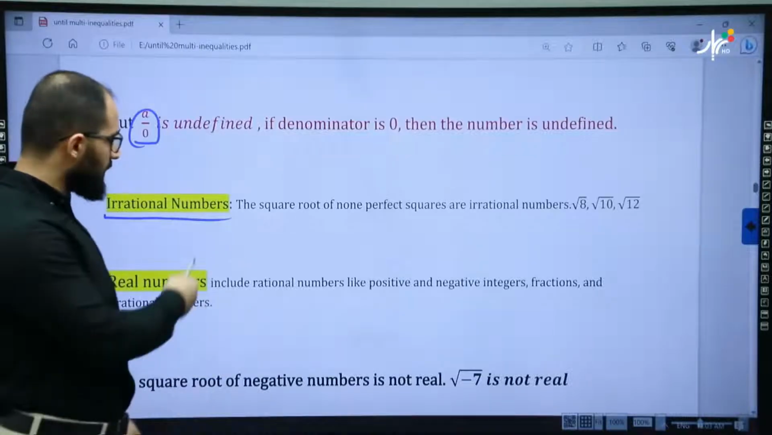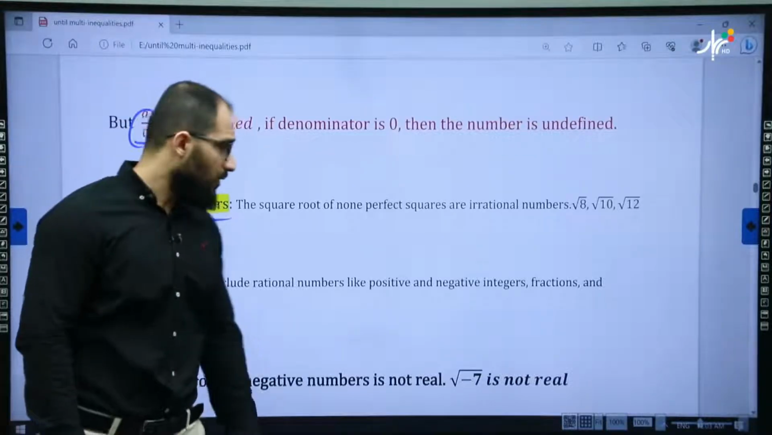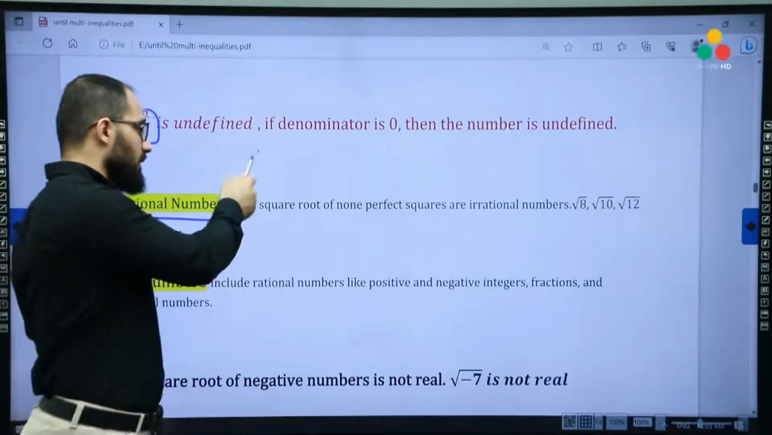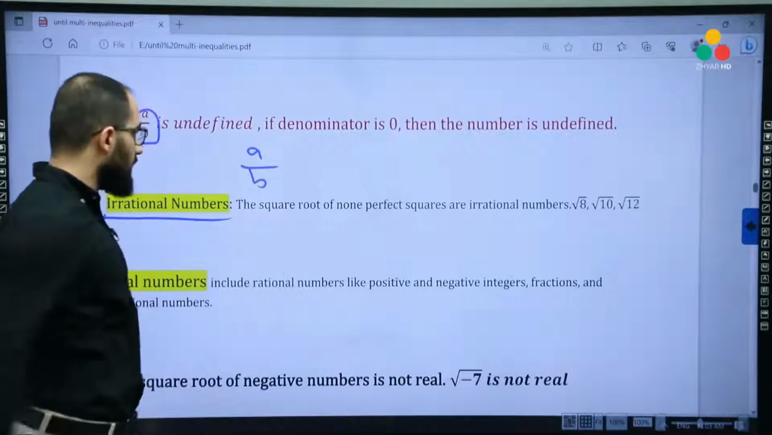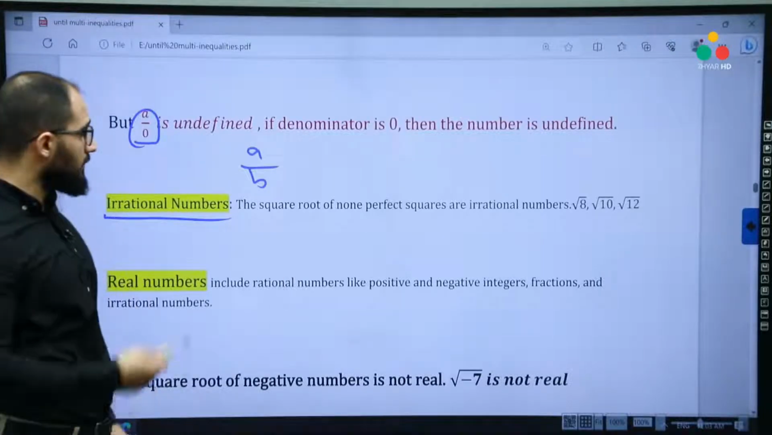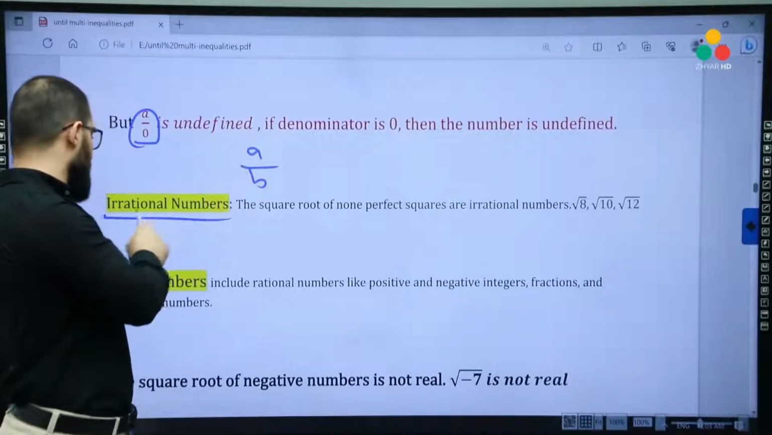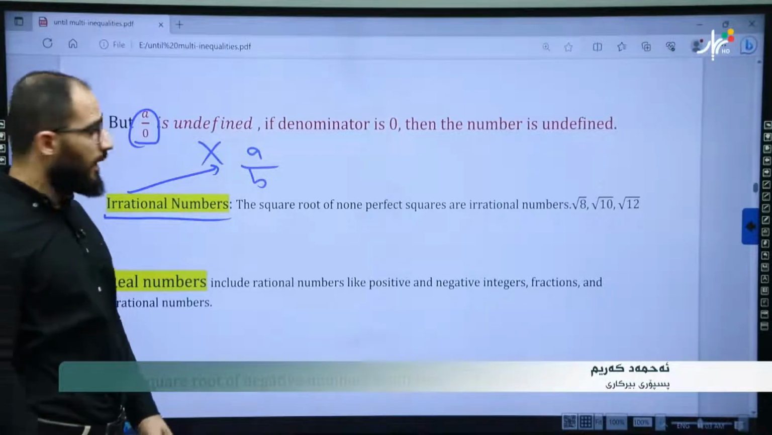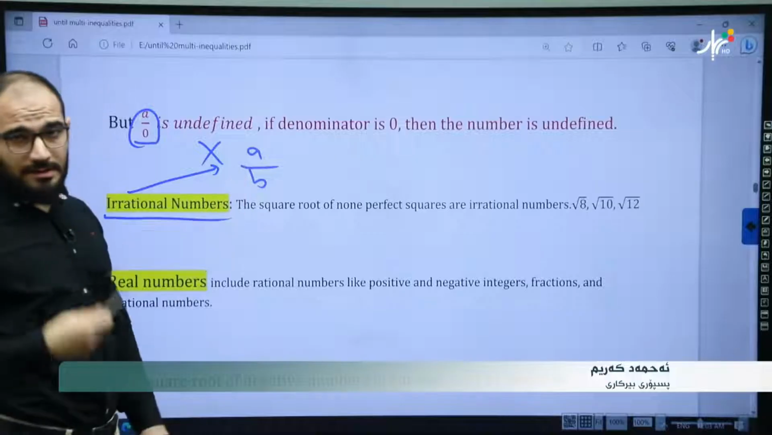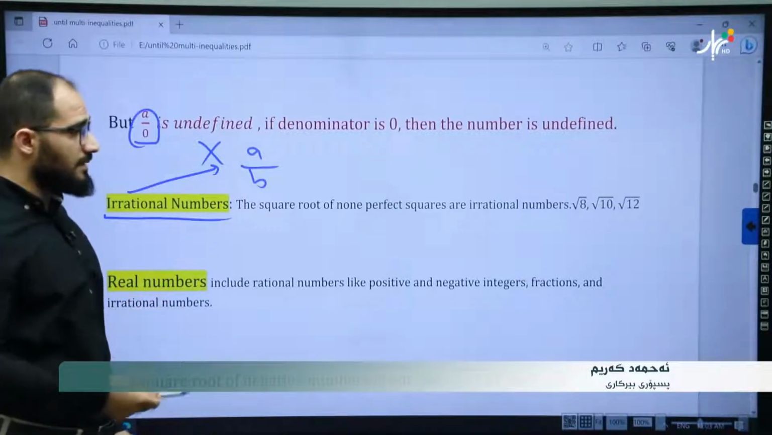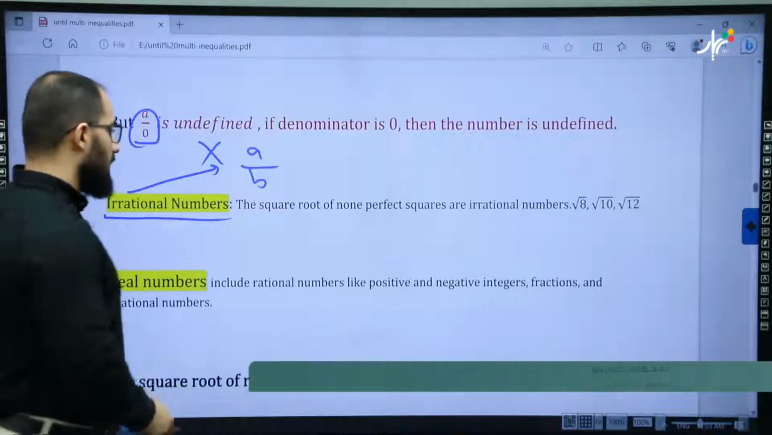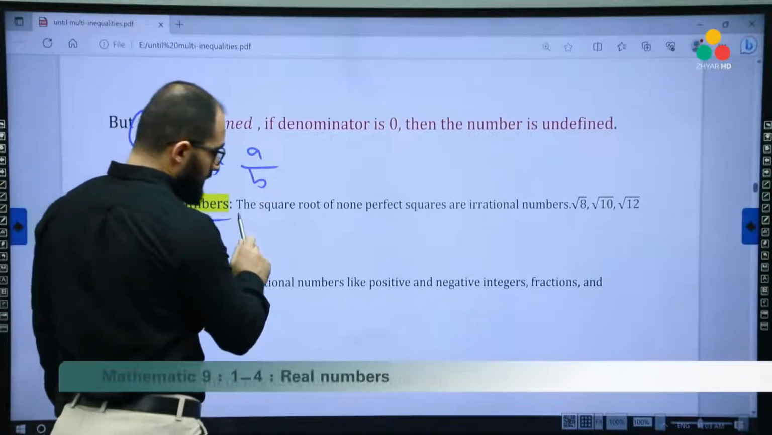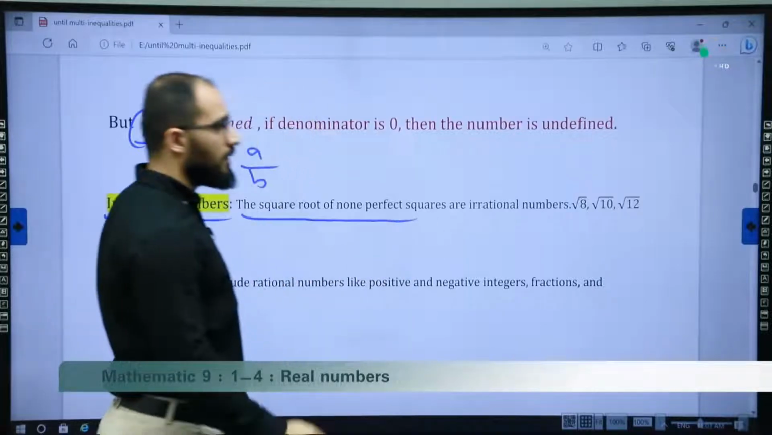There are several definitions for irrational numbers. One of them says it's a number that cannot be written as a over b. For rational numbers, we said that we can write it as a over b. But for irrational, we cannot write it as a over b. Or we can simplify that definition to make you understand: the irrational numbers are the square roots of non-perfect squares.